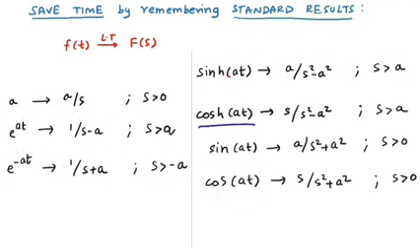Similarly, next we have cos hyperbolic of at. The Laplace transform is s over s square minus a square, where s is greater than a. Then sine of at: the Laplace transform of that is a over s square plus a square, where s is greater than 0. And cos of at: the Laplace transform is s over s square plus a square, where s is greater than 0.